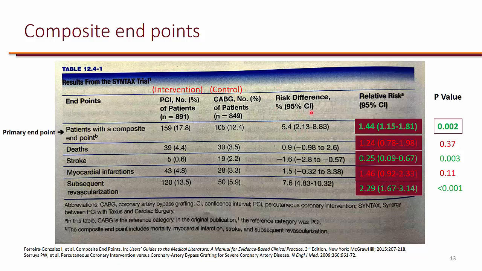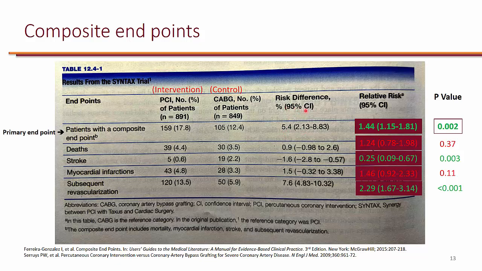And they will tell you also a 95% confidence interval. So in this study, they found that the rate of the primary endpoint was 17.8% in the intervention group and 12.4% in the control group, and the difference between the two groups was 5.4%. And this difference is what they found in this study.